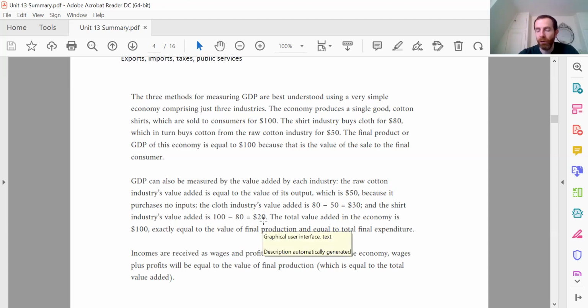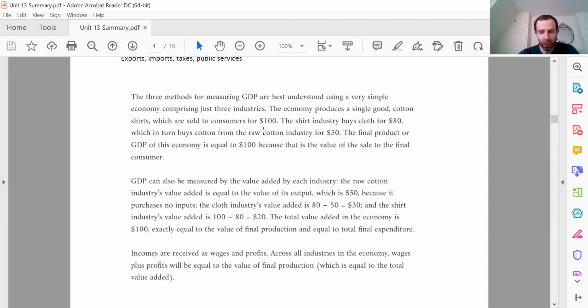So how much value are they adding? 20. So if we take the three value added, the $50 value added by the cotton industry, the $30 value added by the cloth industry, and the $20 value added by the shirt industry, add them all together and we get to $100, okay? Which is exactly what should happen. And so this is how we could estimate GDP using this value added method, right? Same as the spending method.